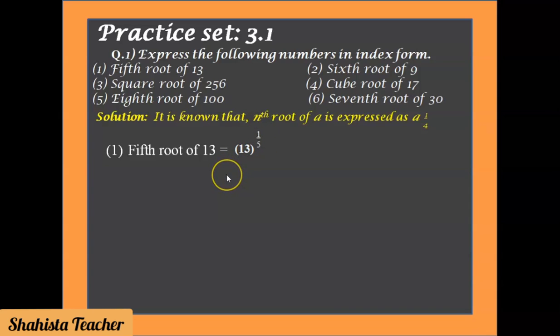Is that clear? Now, on the basis of sub question 1, we will solve sub question 2. Sub question 2 says sixth root of 9. Same as sub question 1, here we will write sixth root of 9. Which number is the base, 9 or 6? You are correct, 9 is the base. So down we will put 9 and above we will put 1 upon 6. So the sixth root of 9 is 9 to the power 1 upon 6. 9 is the base and 1 upon 6 is the index, and 6 is the root. 1 upon 6 is in rational form like a to the power 1 upon n.